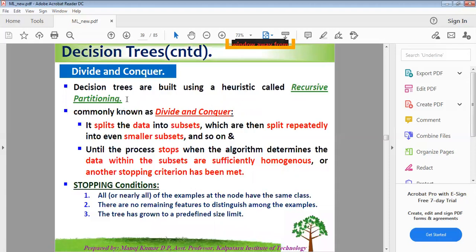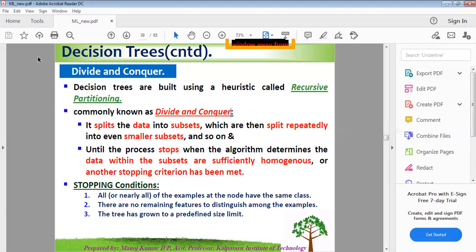What is the meaning of recursive? Repeated. You have a function that calls itself, called a recursive function, but in our terms, recursive means repeated. So, repeated partitioning, commonly known as the divide and conquer method. It splits the data into subsets, which are then split repeatedly into smaller subsets and so on.